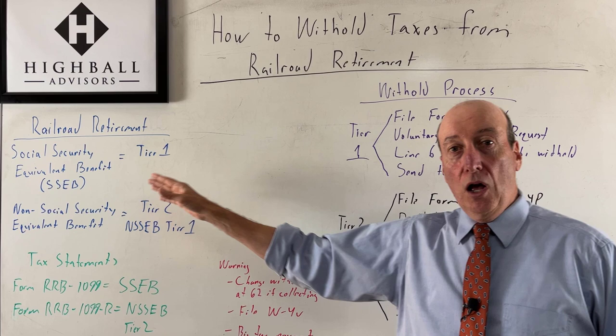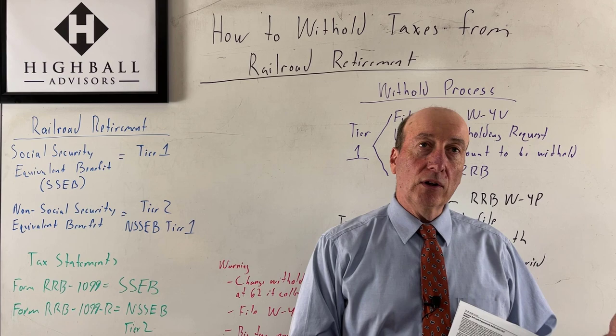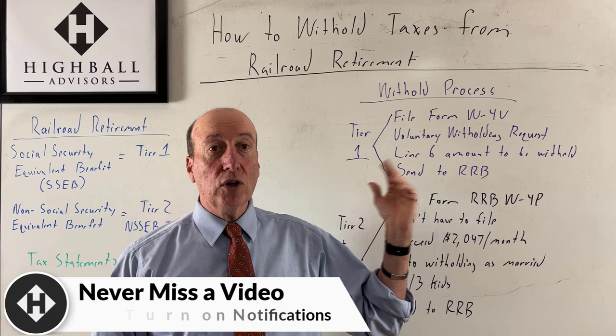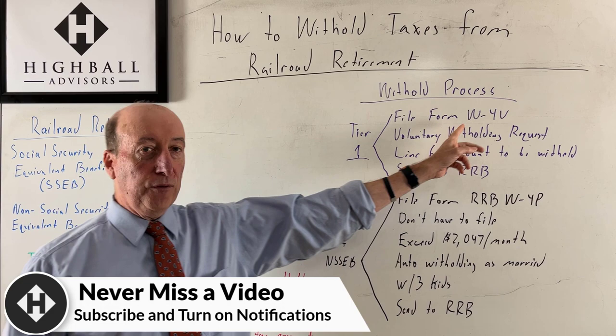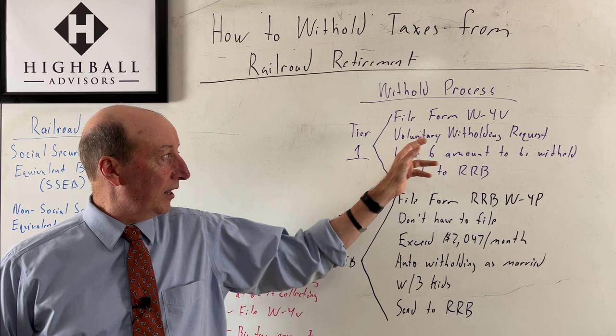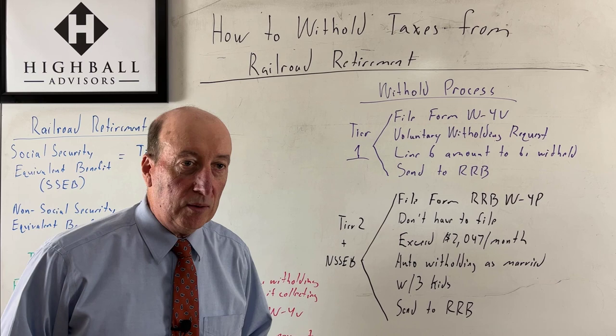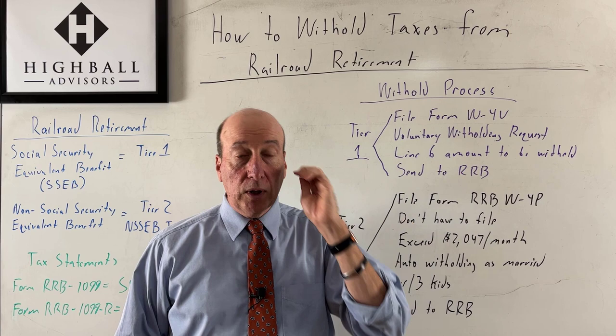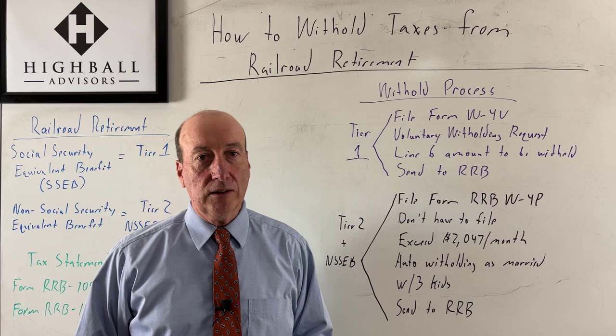So you can't say, oh my God, I've got all this tier one, which will be a lot of money, and not have anything withheld. Well, you can always do that, but you're going to have a big tax payment come tax day, and if it's a significant amount of money, you're going to have a tax penalty. So you have to be very careful. You have to file form W-4V in your 62nd birthday year and start that withholding. This part gets taxed as ordinary income, and this part gets taxed like Social Security. But I just want to walk you through the withholding process. Every year when you get your railroad retirement, I don't want you to get surprised by a big tax bill, definitely around 62.